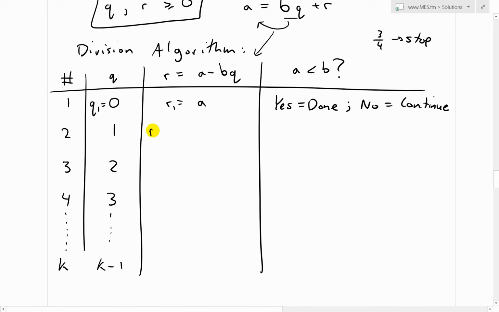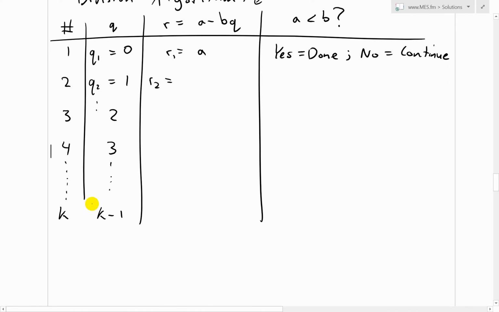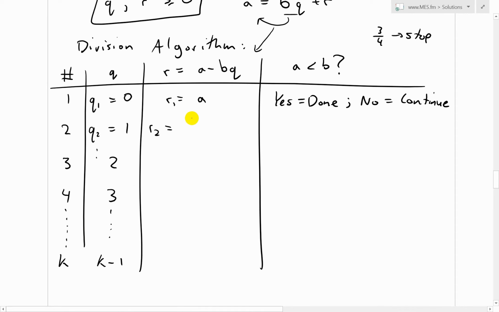And now we have r2, and q2 equals 1 over there. So q2 equals 1, and so on and so forth, up to qk minus 1. So now, when we plug in a 1 in there, we have a minus b times 1. A is just this value, r1. So this just equals r1 minus b. And since we're subtracting b from r1, that means that r2 is going to be less than r1.